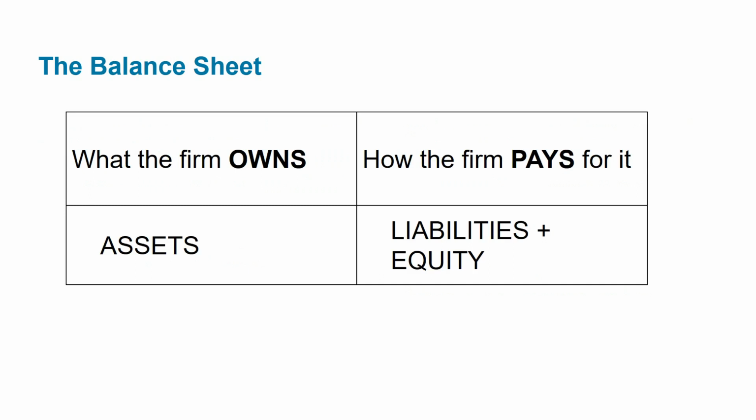On one hand, you have what the firm owns, and that is the assets. On the other hand, how does the firm pay for it? It does so by the use of liabilities and the use of equity. So we have assets being equal to liabilities plus equity.